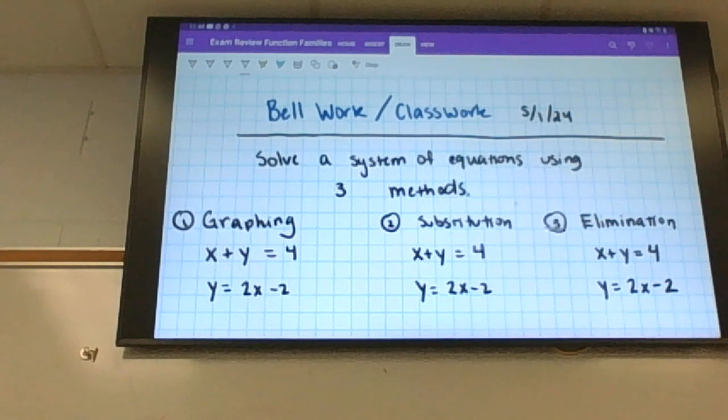When solving a system, you're trying to find out where the lines cross. What point do they have in common?